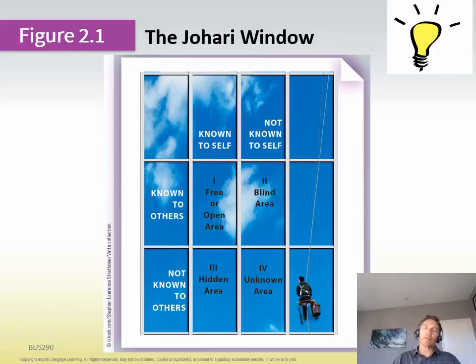And then the not known to self and not known to others is that unknown area. And that's really like, you don't know this about yourself until the situation reveals itself. How do you handle yourself in an emergency or in a crisis? And you might find out this piece about yourself that you didn't know. So that's the Johari window.